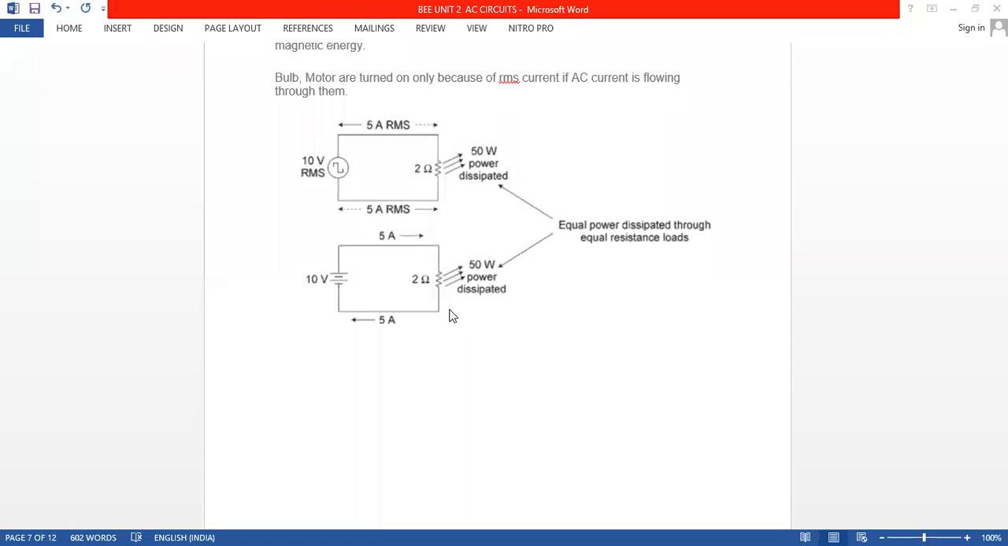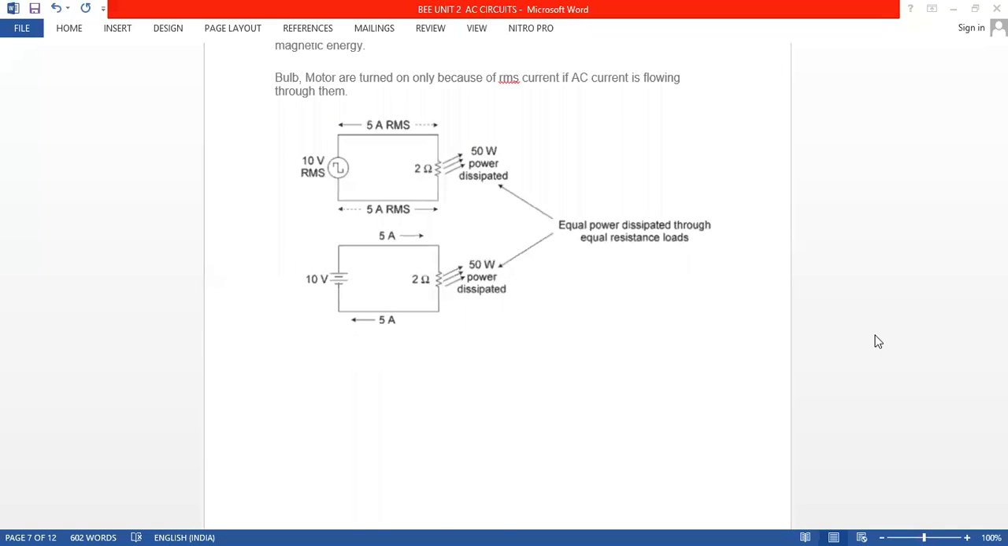So yes, power dissipated means power consumed. In your house, if somebody asks how much power is consumed by your smartphone, we should say P is equal to I square into the resistance of the phone. I square into R. How much power is consumed by the bulb? P is equal to I square into R. So here I square, 5 square into 2, is nothing but 50 watts. The same amount of power which is consumed by DC current will be done by the RMS current.